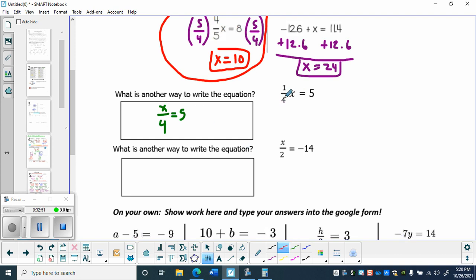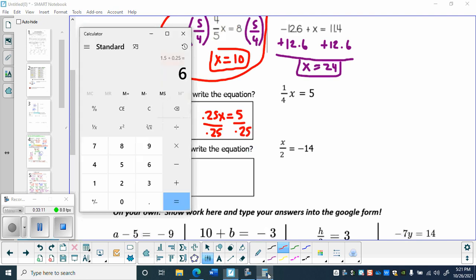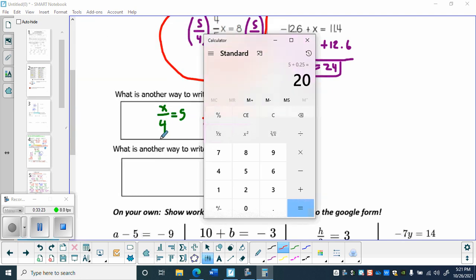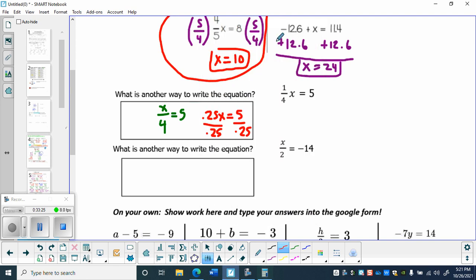This is also a 1/4 as a decimal is the same as seeing 0.25 times x equals 5. And you would just use your calculator to divide both sides. And here, if you're not sure what 5 divided by 0.25 is, check it out. 5 divided by 0.25 is a 20, which is the same thing here. If we multiply 5 by the 4 over 1, that's a 20. And same thing here, if we do 5 times the 4, that's a 20. So for all of these, we get x equals 20.